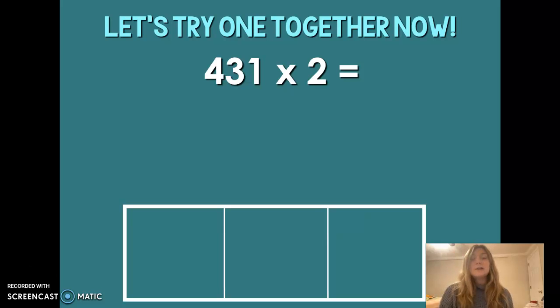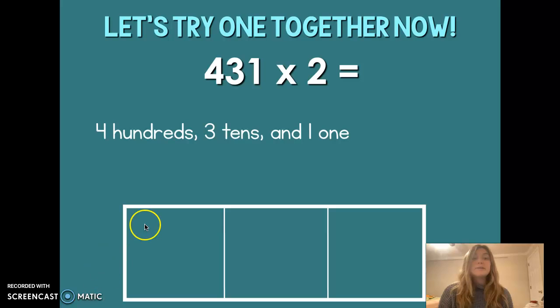All right, let's see if we can try one together now. So this new one here is 431 times 2. First step is to draw my box, which I've already done. Step 2 is to break this number apart into 400, 3 tens, and 1 one. Like so.